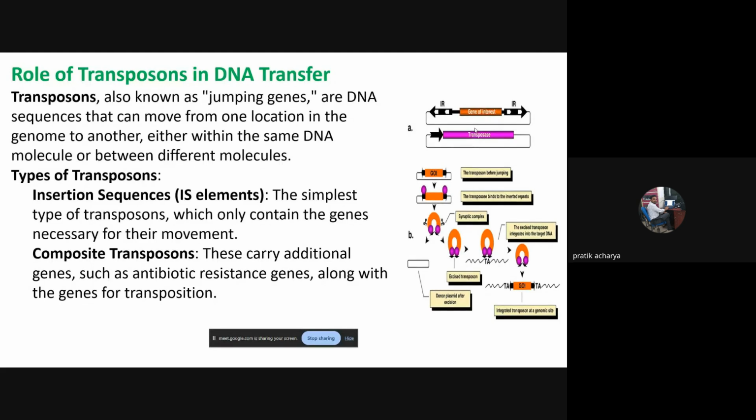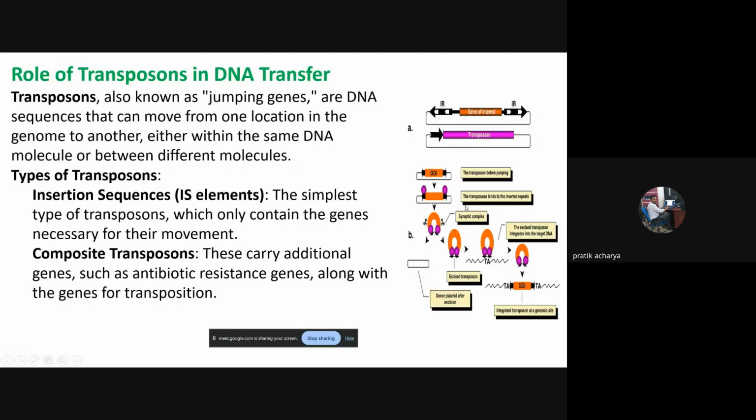So what is a transposon? It's a DNA sequence. The structure of a transposon is shown here. A transposon is a sequence of DNA that can move from one location in the genome to another location. This movement is called transposition. They are sometimes called jumping genes. Here it is shown, the condition before transposon jumping.